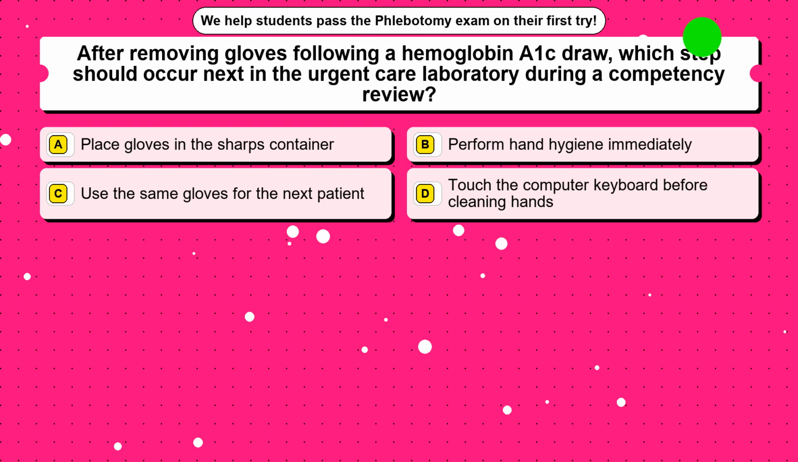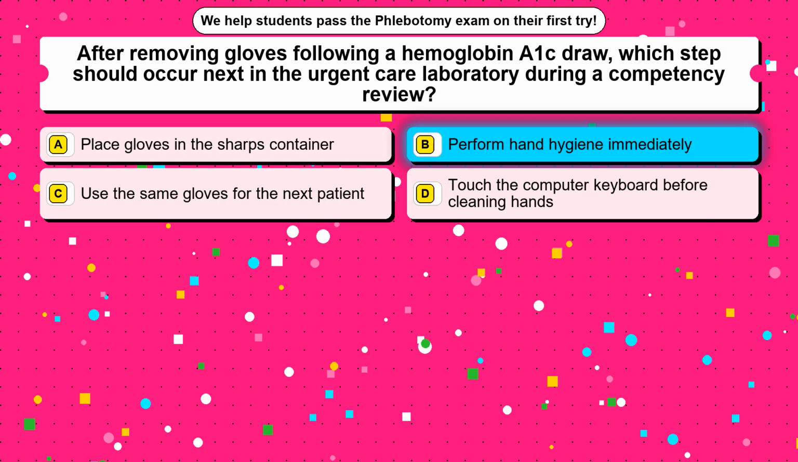Question 15. After removing gloves following a hemoglobin A1C draw, which step should occur next in the urgent care laboratory during a competency review? Option A, place gloves in the sharps container. Option B, perform hand hygiene immediately. Option C, use the same gloves for the next patient. Option D, touch the computer keyboard before cleaning hands. The correct answer is option B.